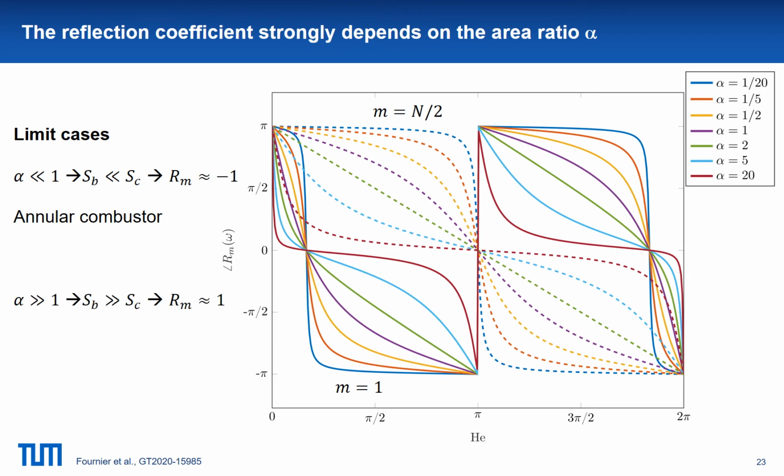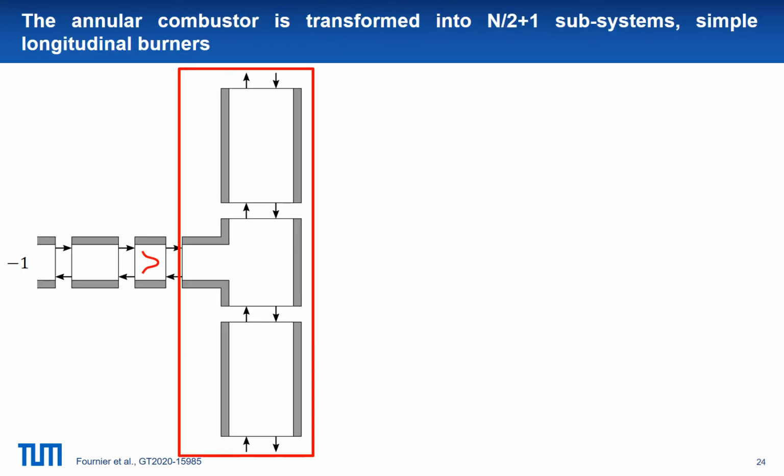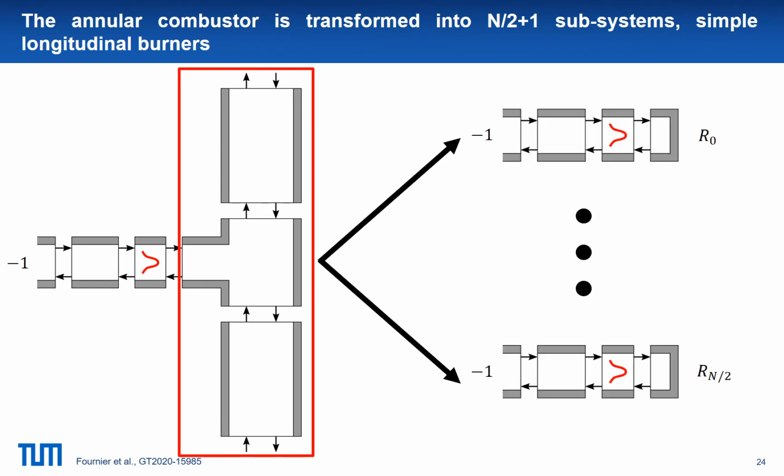On the other hand, when alpha is really large, which corresponds to a burner area very large compared to the chamber, the phase is almost 0, which corresponds to a reflection coefficient of 1. That would model a can-annular combustor with a crosstalk close to the turbine inlet. Therefore, the annular combustor can be transformed into n over 2 plus 1 subsystems that are simple longitudinal burners that will differ only by their outlet boundary condition.